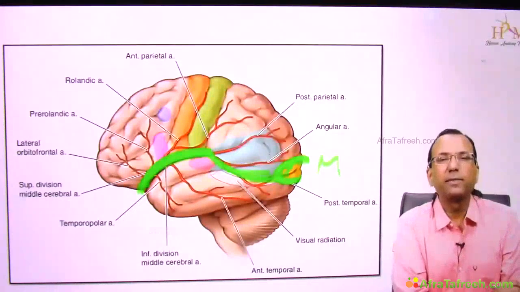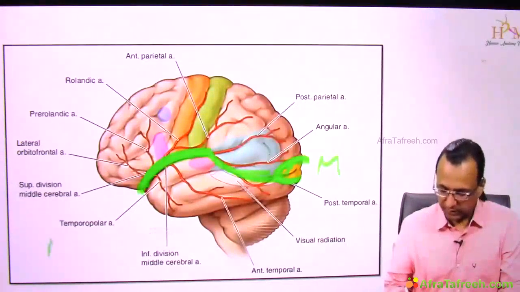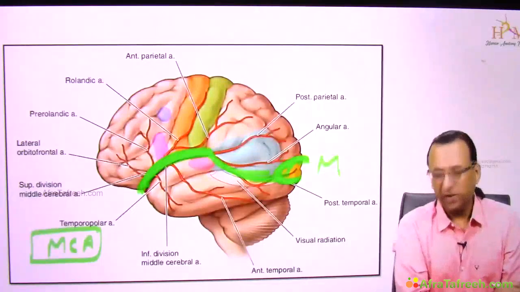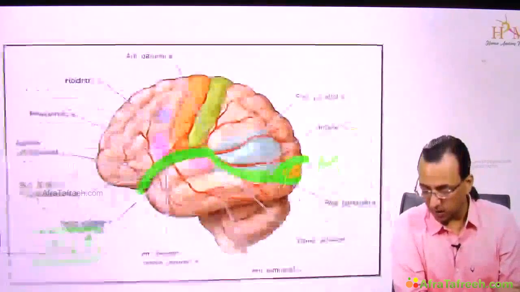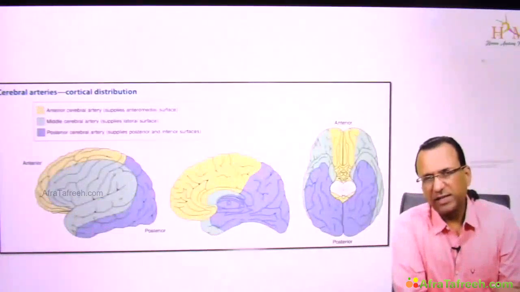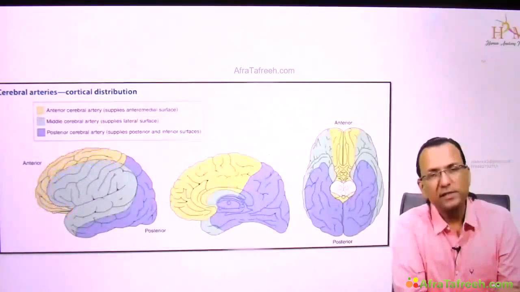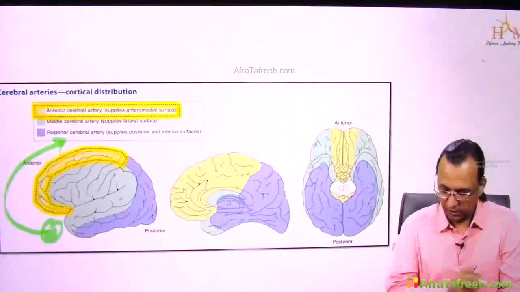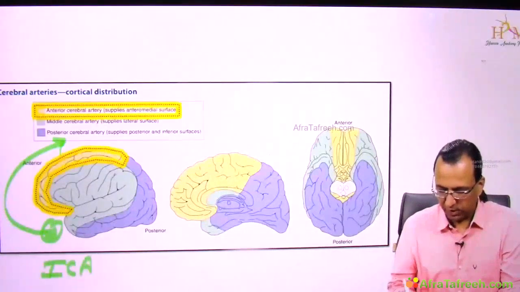Remember, for the lateral cerebrum, the major artery is the middle cerebral artery. Let us discuss more details now. As we are discussing these details, you will see this is the anterior cerebral artery, a branch of the internal carotid artery. So the internal carotid artery is now giving the anterior cerebral artery.